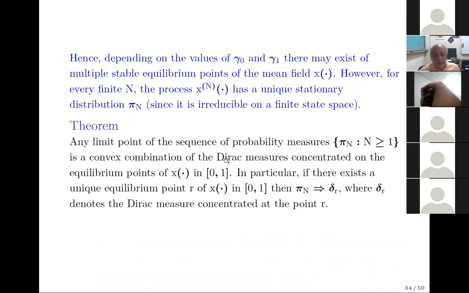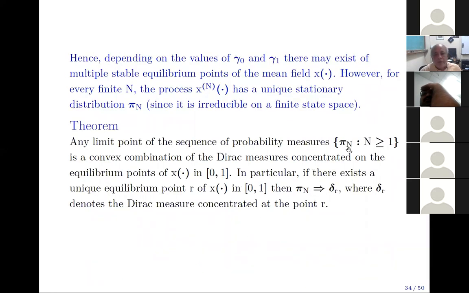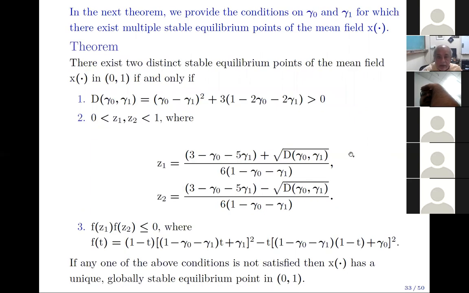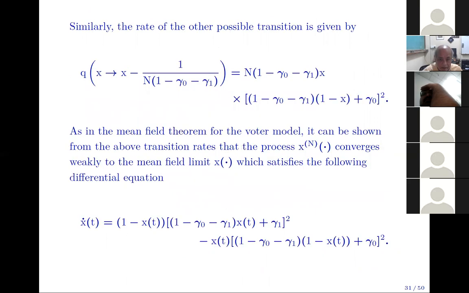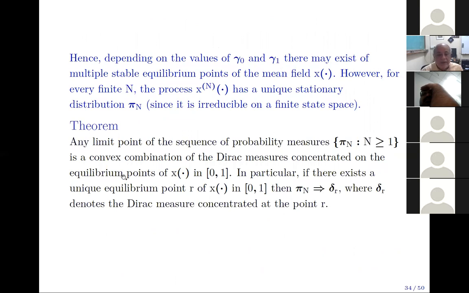Also, any limit point, as I told you, when it has exactly two stable equilibrium points, then we have to find out the probability that it goes to 0 or 1. And when it doesn't, of course, we don't have to put that probability because it goes to only that quantity. So what we know is that any limit point of this sequence pi n, which was the stationary distribution when there are n agents, is a convex combination of the Dirac measures.